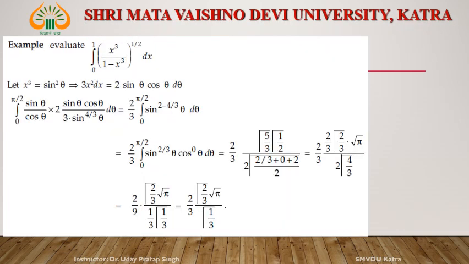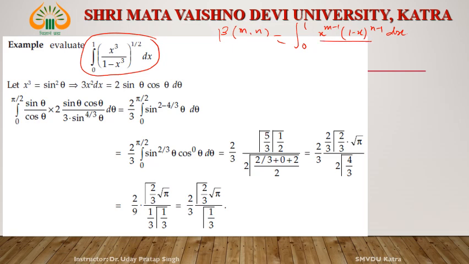Now see some examples. See this example: how do we convert this into a beta function? Beta m, n is equal to the integral from 0 to 1 of x to the power m minus 1 times (1 minus x) to the power n minus 1 dx. This result is not in this form, so what do we have to do? We have to convert this into this form.